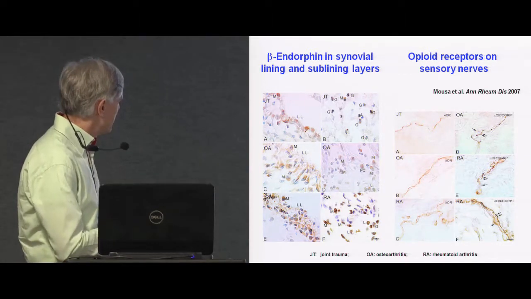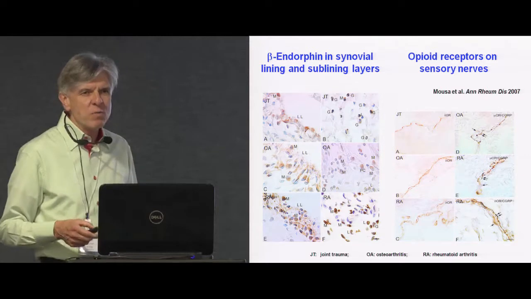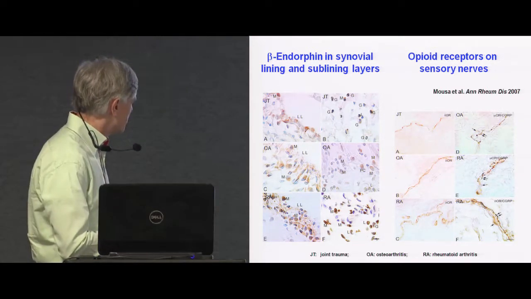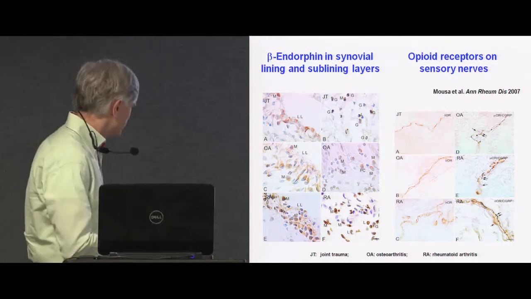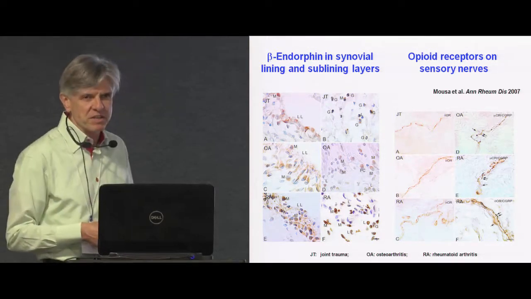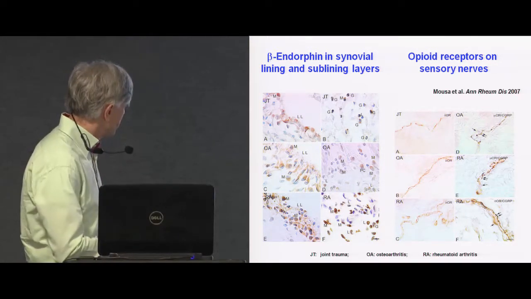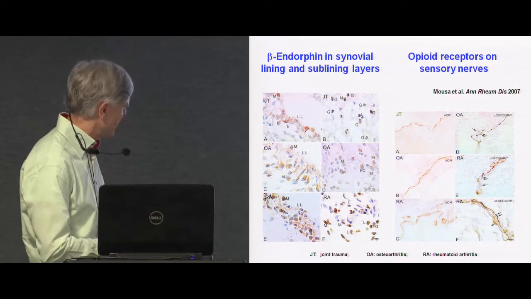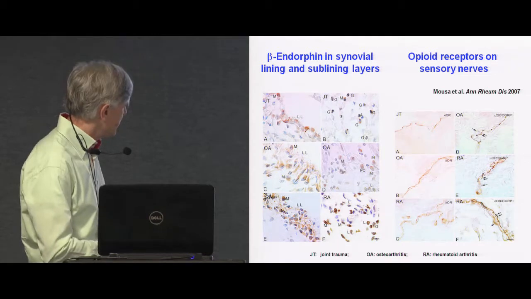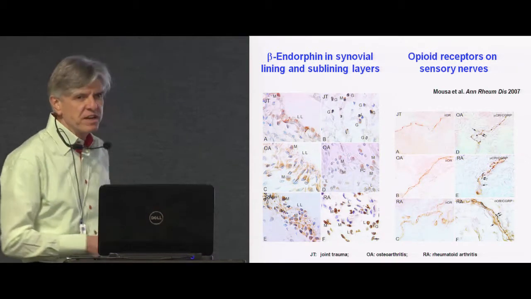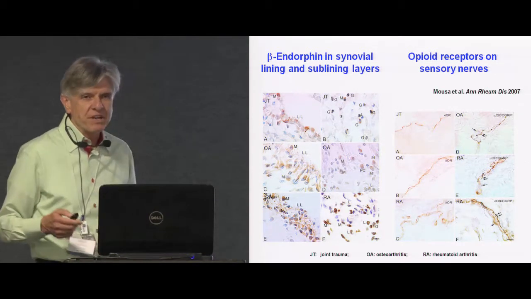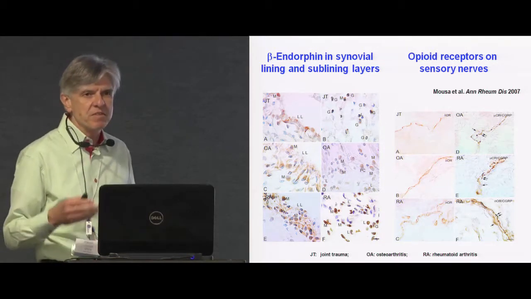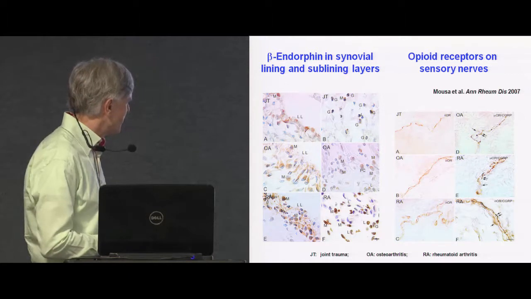There is a group of patients with joint trauma. These are sports injuries mostly. There is a group of osteoarthritis patients, and there is a group of rheumatoid arthritis patients. And if you compare the numbers of the stained cells, here the brown staining, you can probably see that the rheumatoid arthritis patients have more beta endorphin containing cells than the other two groups that have different types of inflammation.